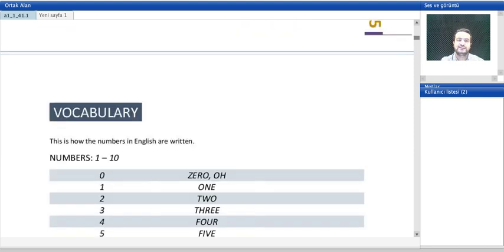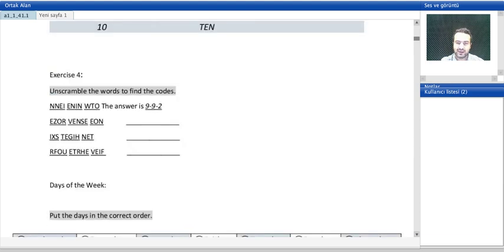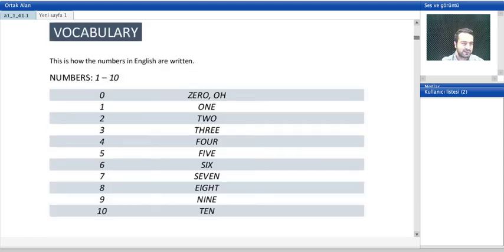Let's go a little bit down for the vocabulary part. We are moving on to page, let me see, page 6. Yes, we are on page 6. The vocabulary part, this is how the numbers in English are written. So sometimes you have to write them in letters.